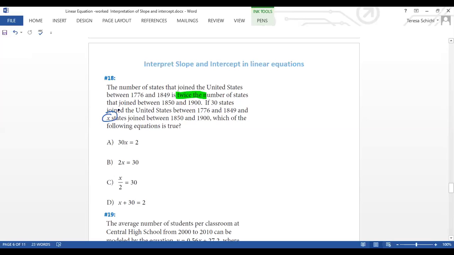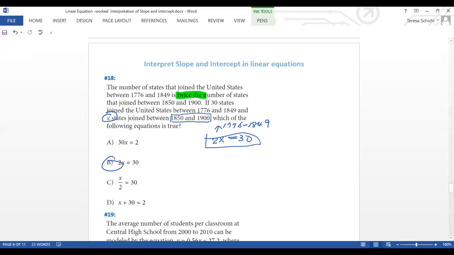So x here is the number of the states joined the United States of America between 1850 and the 1900s, right? So the states joined earlier from 1776 to 1849 is twice the number. So that means I know the 2x is the number joined between 1776 and 1849, right? So the 2x and how many? It's 30, right? Okay, so that is our answer. So it's 2x equal to 30.